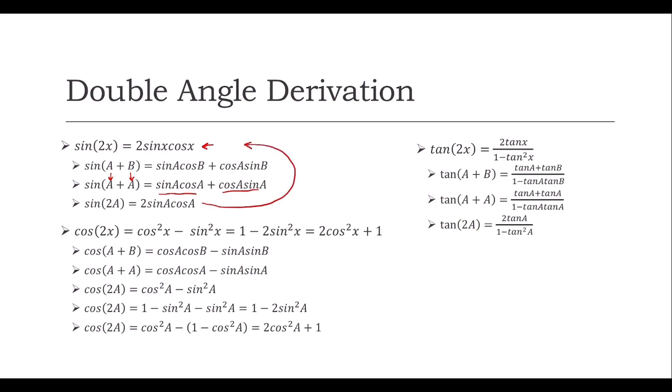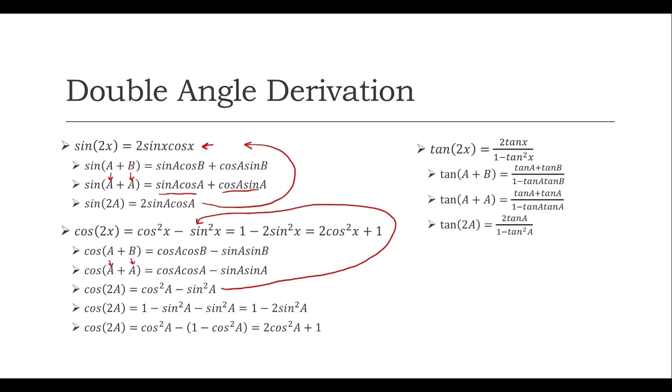For our cosine of 2x, that equals cosine squared x minus sine squared x, which equals 1 minus 2 sine squared x, which equals 2 cosine squared x minus 1. So our cosine of a plus b equals cosine of a cosine of b minus sine a sine b. So if we have the same angle, our cosine of a plus a is cosine a cosine a minus sine a sine a, which turns into cosine of 2a equals cosine squared a minus sine squared a. So that is our first part of our double angle identity there.